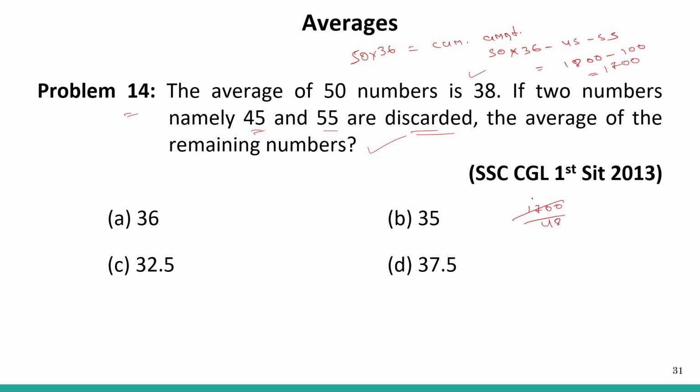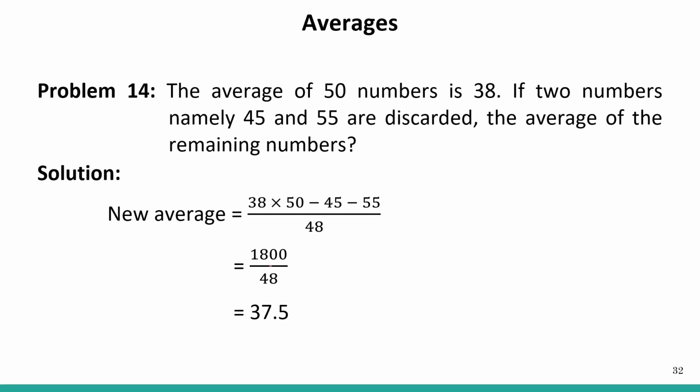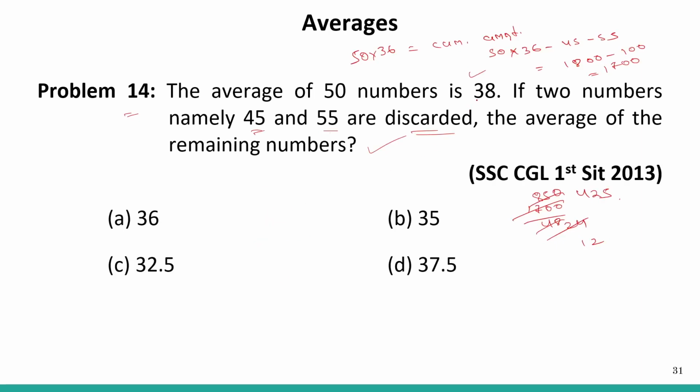So this will be 850 by 24. So this is 12 and this is 425, right? So let's see. So the average will be 1800 by 48. No, it won't be. Was it 38? Oh, it was 38. Okay, so it will be how much? So 50 into 38. I have written 36 down here. So if it is 38, then this will be 1900, right? 1900.